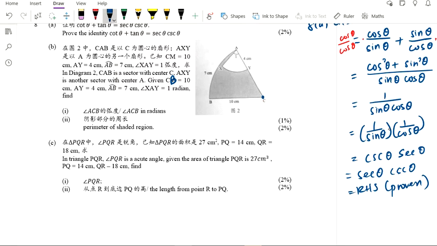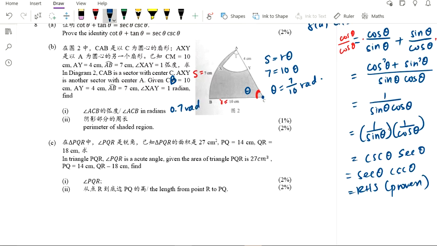So first thing we need to find this angle here. We already have your S and we already have your R, so we can just use S equals R theta. S is 7, equals R, this is the R we want, times theta. Your R is 10, so 10 theta. So theta equals 7 over 10 radian, which is 0.7 radian. Then now we want to find the perimeter of the shaded region.